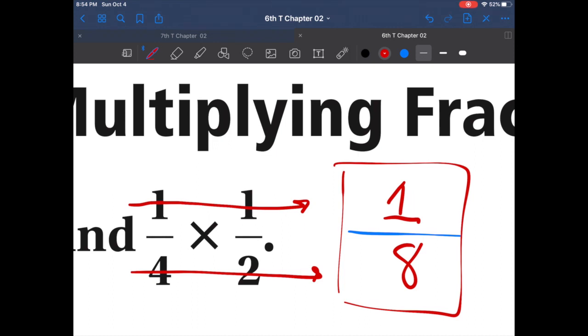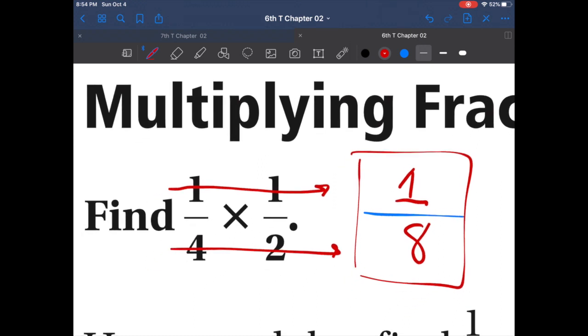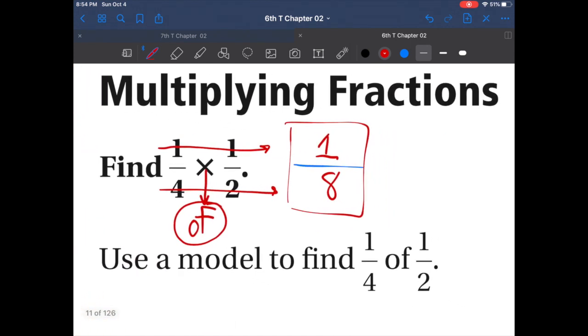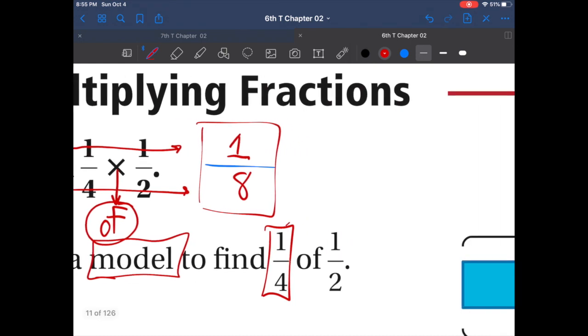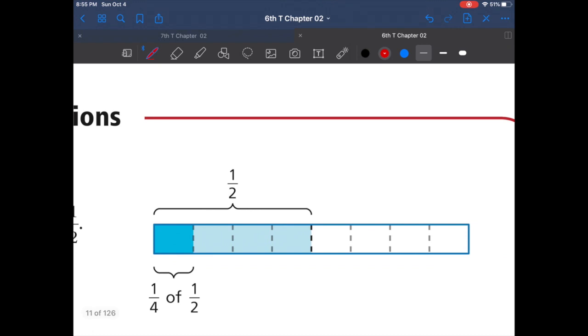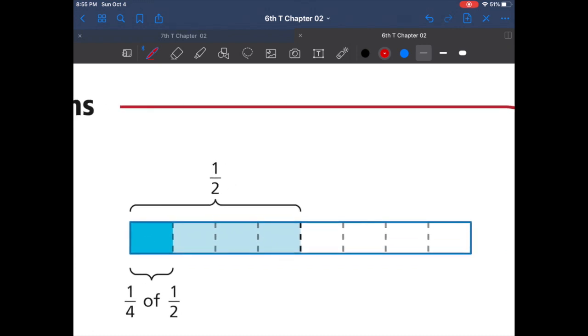Now, that's the super easy version, but we also need to understand what this means. Now, we know the times sign sometimes is represented as the word of. So 1/4 of 1/2. For example, I ate 1/2 of the pizza. 1/2 of the pizza. Okay? So let's see. It says use a model to find 1/4 of 1/2. Well, first off, 1/4. How many of these do I need to make a whole, right? So this is the way this would look. If we have 1/2, we need 4 of these to make a whole.